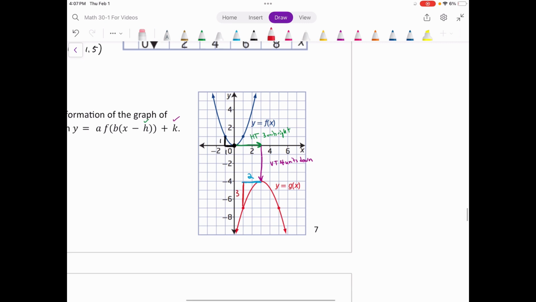What else do we notice here? It looks like, has a reflection occurred? And if so, in which axis? That's right. This looks like it has definitely been reflected across the x-axis. Now, you might be saying to yourself right now, or screaming at me through your screen, how do you know it wasn't horizontally reflected too? You're right. There is technically a way to write this equation where we reflected it horizontally.